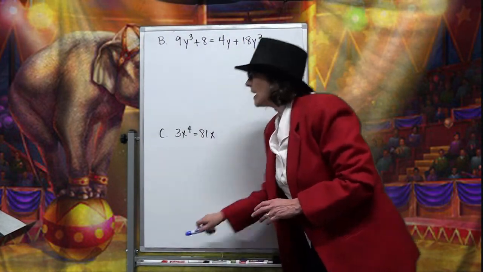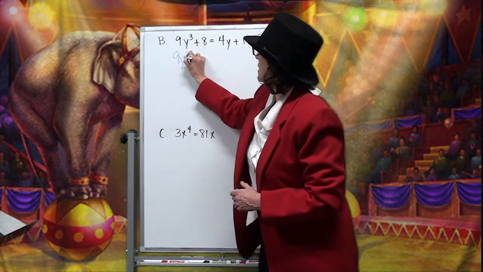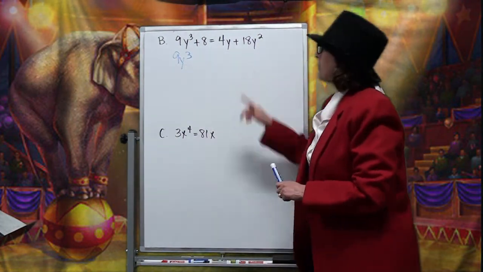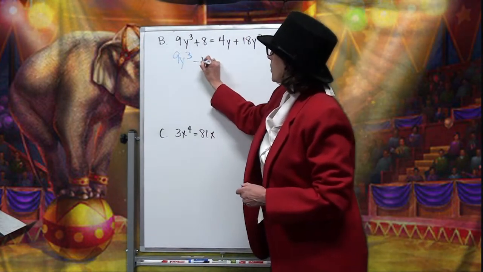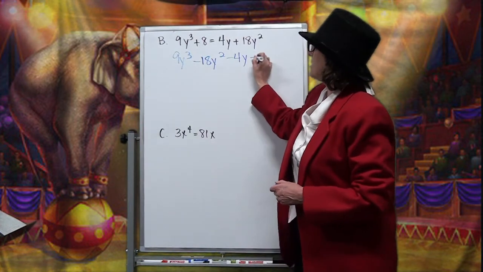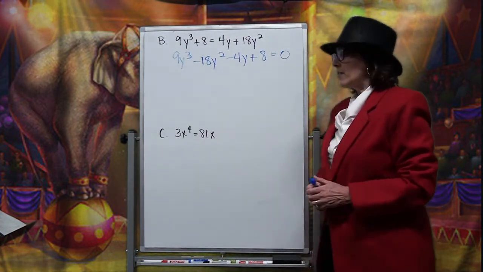Most people like to have their highest power positive. So what I'm going to do then is I'm going to slide both of these over to the other side, which means I'm going to subtract my 18y squared. I'm going to subtract my 4y. Now this 8's going to stay positive, and it is set equal to 0. So now I'm ready to factor this.